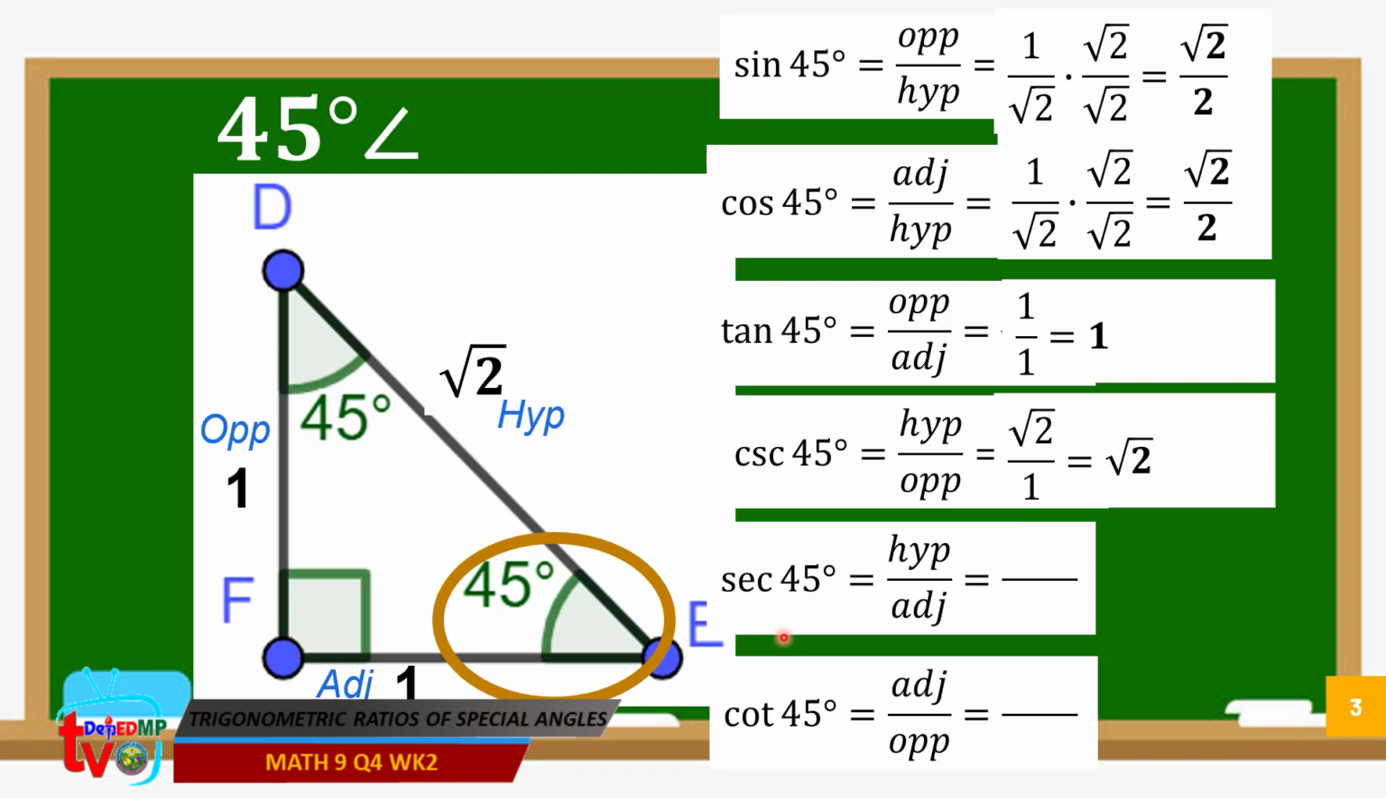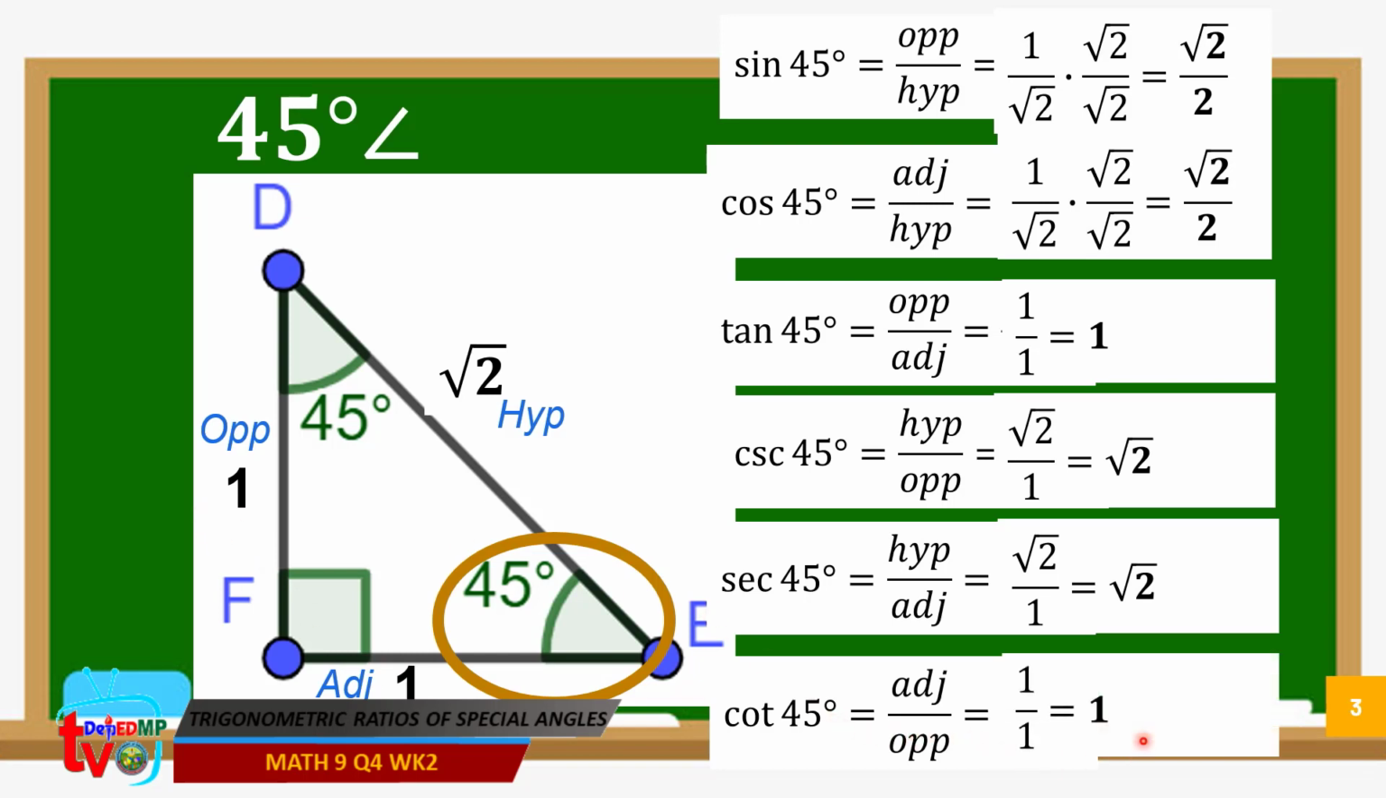Next, secant 45 degrees is hypotenuse over adjacent. That's square root of 2 over 1. So we have square root of 2 divided by 1 is square root of 2. Therefore, secant 45 degrees is square root of 2. And lastly, cotangent 45 degrees is adjacent over opposite. That's 1 over 1, which is simplified as 1. Therefore, cotangent 45 degrees is 1. So there we have the 6 trigonometric ratios of a 45 degree angle.